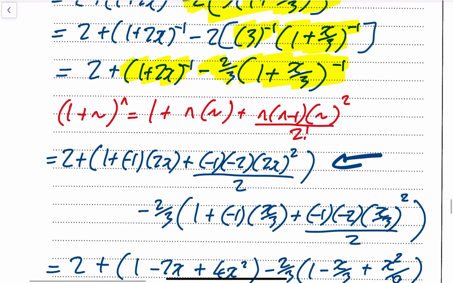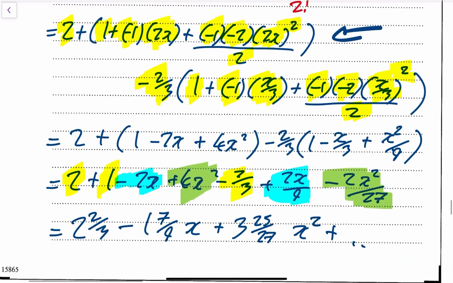So when we do this expansion, we've got our 2, and then expanding 1 plus 2x to the minus 1, you'll have 1 plus minus 1 times 2x, plus minus 1 times minus 2 times 2x squared over 2. And the other one, we had minus 2/3 times 1 plus minus 1 times x over 3, plus minus 1 times minus 2 times (x over 3) squared over 2. That's what 2 factorial is.